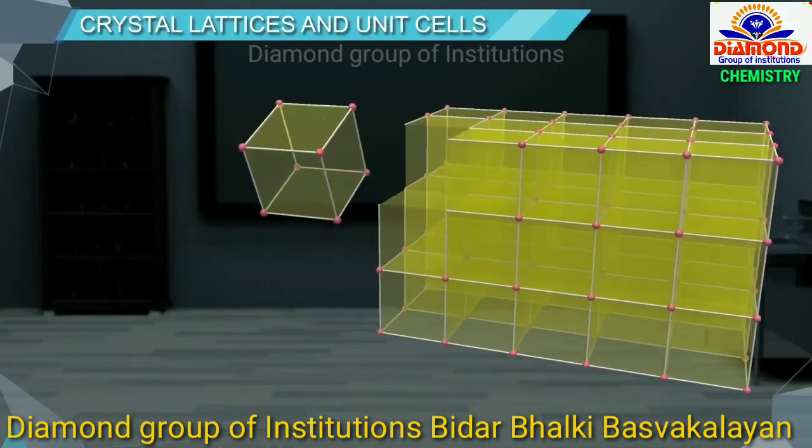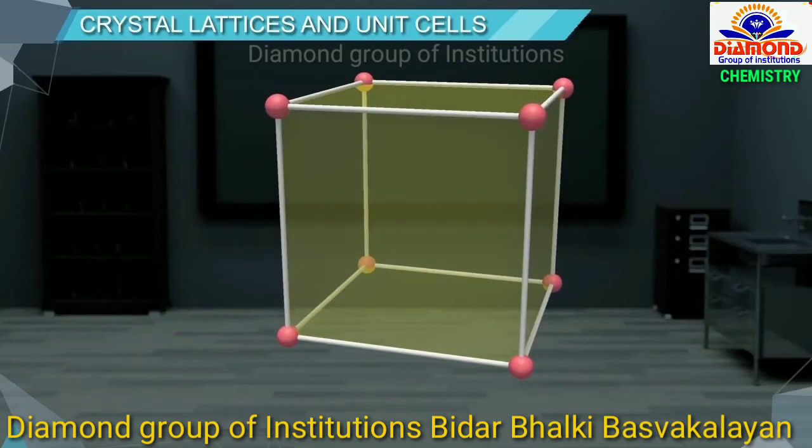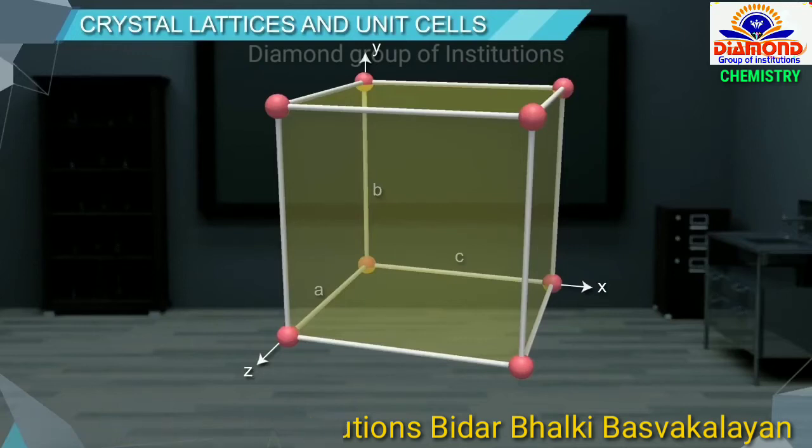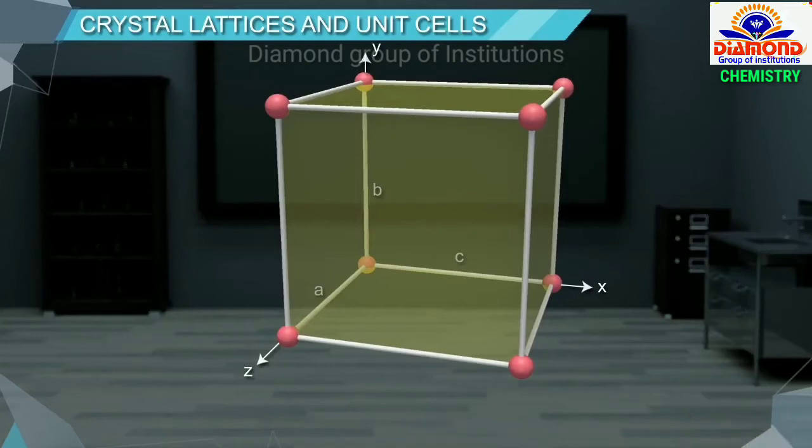A unit cell is represented by three edges a, b, and c along the X, Y, and Z axes. Please note that all these edges may or may not be mutually perpendicular to each other. In some cases, they are mutually perpendicular, and in some cases, they are inclined to one another. In this unit cell, the angle between the edges b and c is alpha. The angle between edges a and c is beta, and the angle between edges a and b is gamma.